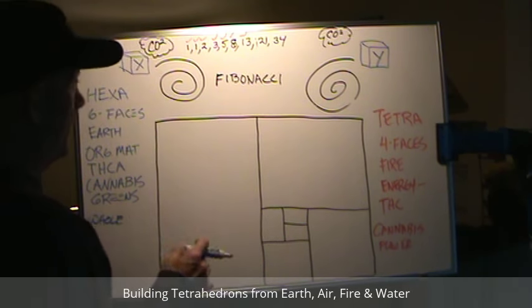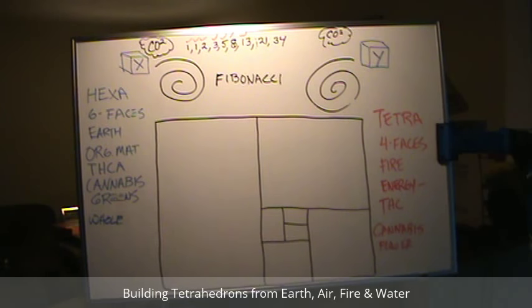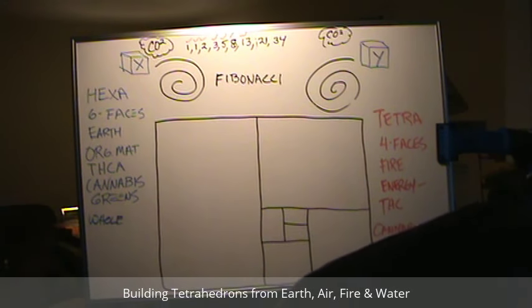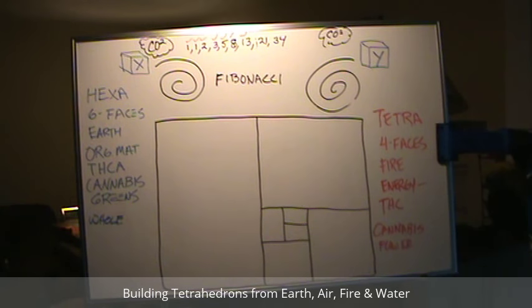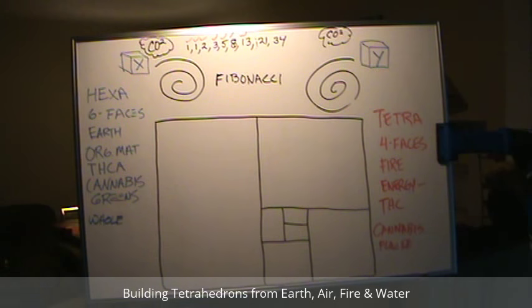this is basically the breakdown of how the Fibonacci is set up, and we're going to put in here the four panels as they come in. So we'll go green for earth, blue for air. We'll go blue, earth, green for earth, black for air, blue for water, and red for fire.